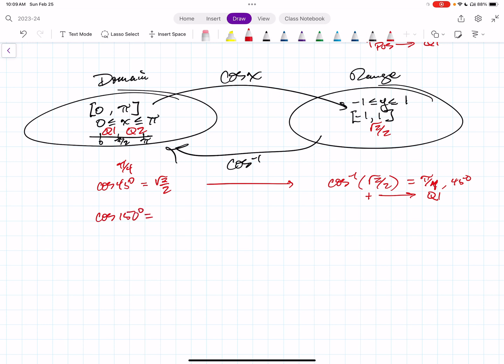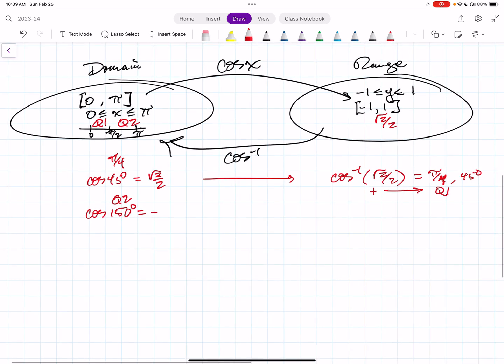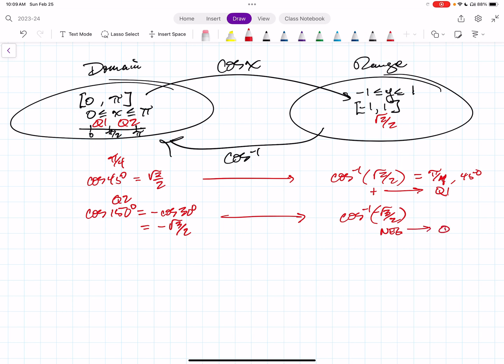Now this is quadrant 2, and we know cosine is negative there. So this is equivalent to the cosine of 30 degrees, with a negative sign. And cosine of 30 degrees is rad 3 over 2, so the cosine of 150 degrees is negative rad 3 over 2. That means that if I take the inverse cosine of negative rad 3 over 2, which is a negative number, by the way, I have to respond with a quadrant 2 angle.